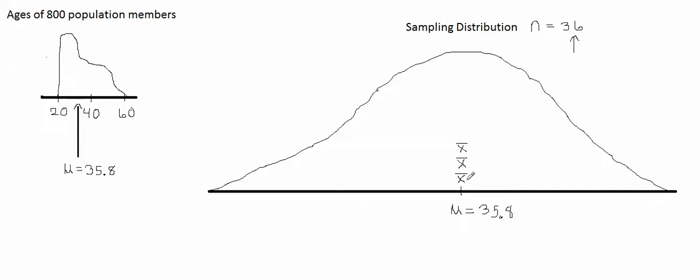So these are different groups of 36 people. This is one group of 36 people. This is a different group of 36 people, and this is a different group of 36 people. And even though they're different groups of people, they all have a mean. Each of them has a mean of 35.8. That's why they're all stacked above 35.8.